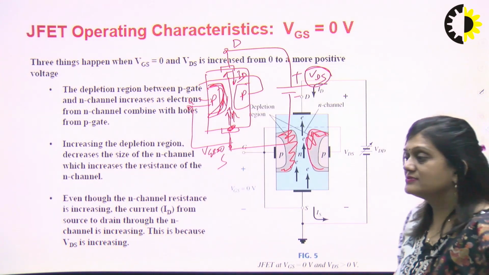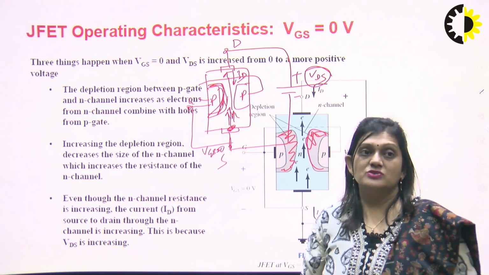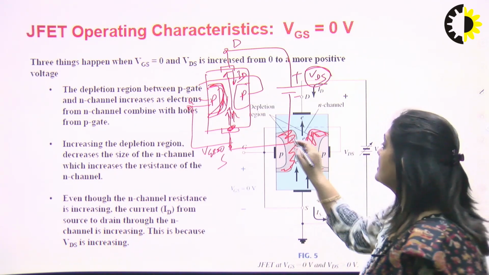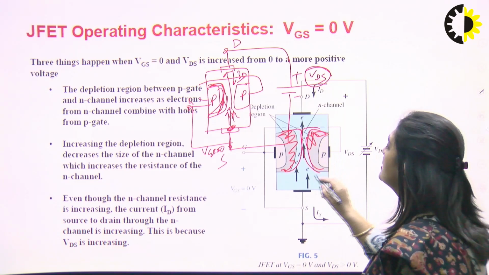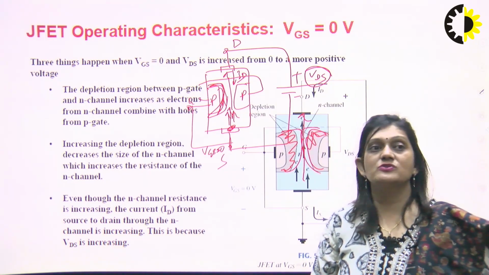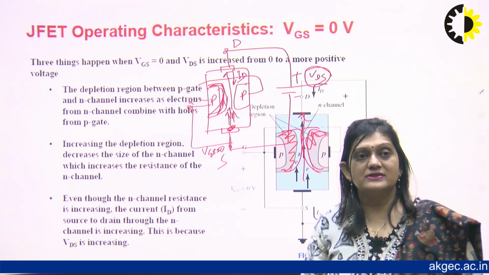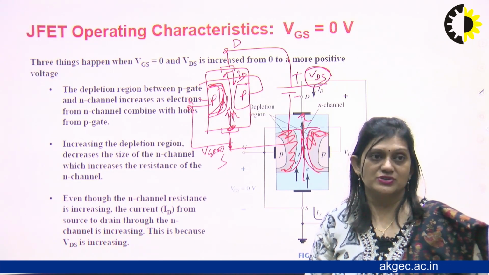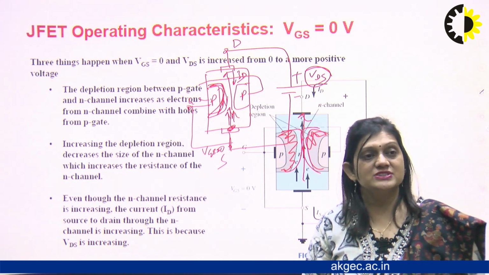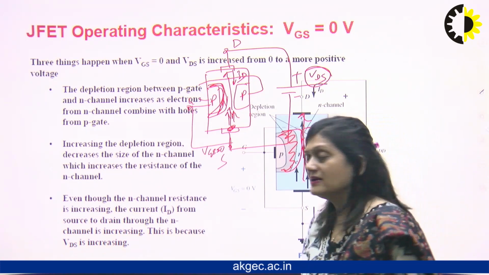So if we increase the VDS voltage, a point will come when both the depletion regions will touch each other. At that point, when they are touching each other, a constant amount of current will be flowing. This current will not go to 0, but a constant amount of current will be flowing, and that condition is called the pinch-off condition. And that current at VGS 0 is called the IDSS current, meaning drain to source current when gate and source are short circuited.